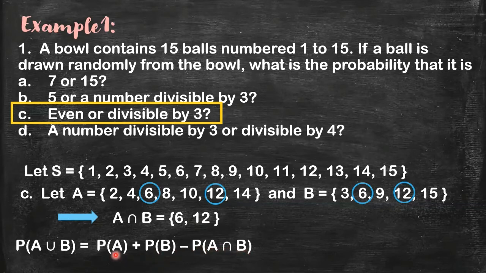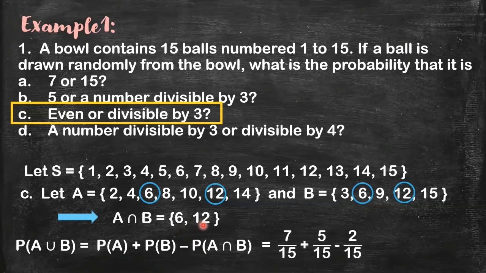O sige nga, what is the probability of A? Ilan ang elements ni A? 1, 2, 3, 4, 5, 6, 7. So it's 7 over 15. Okay, kasi yun yung total number of elements ni S. Okay, so 7 over 15 plus, ano naman yung kay B? Ilan to? 1, 2, 3, 4, 5. So you have 5 over 15 minus yung intersection. Probability ng intersection. So you have 2 over 15.